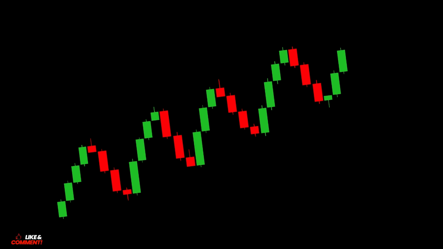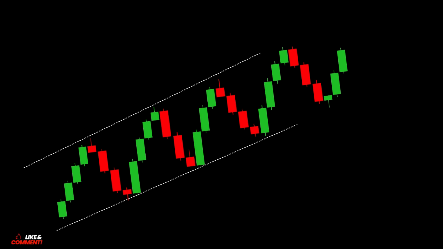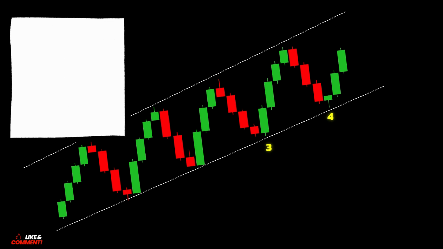Now let's move on to how to trade ascending channels. Here we usually have two main approaches. The first, and most important one, the best entry point is the third or fourth touch of price at the lower boundary of an ascending channel. Why? Because before the third touch, the channel hasn't fully formed yet, and it doesn't have enough validity to trade.